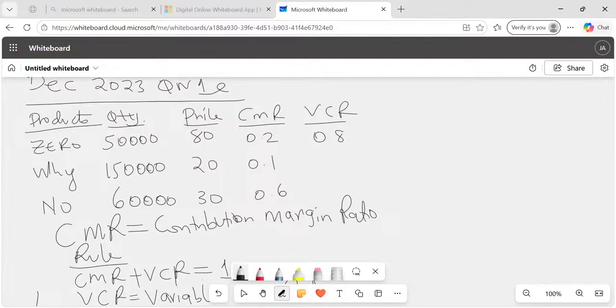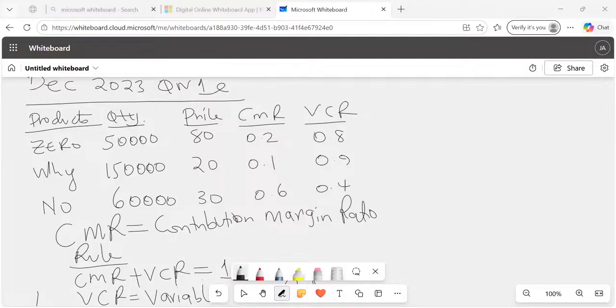What about the VCR for Y? It will be 0.1 plus 0.9 to give me 1. So this will be 0.9. For the last one, it is 0.6 plus 0.4. So in this case, this will be 0.4 to give me 1. Because remember, the rule is that CMR plus VCR should always be equal to 1. Up to here, ladies and gentlemen, are we really together?